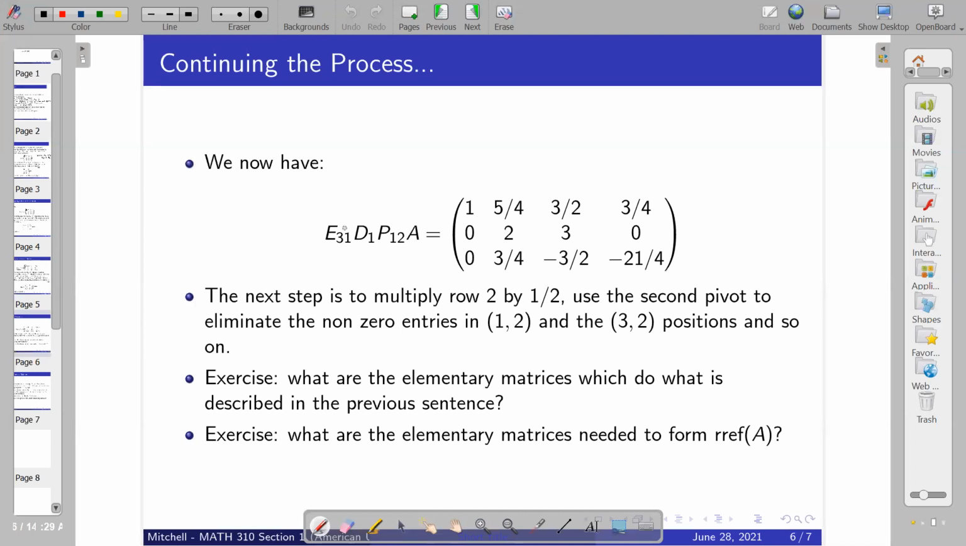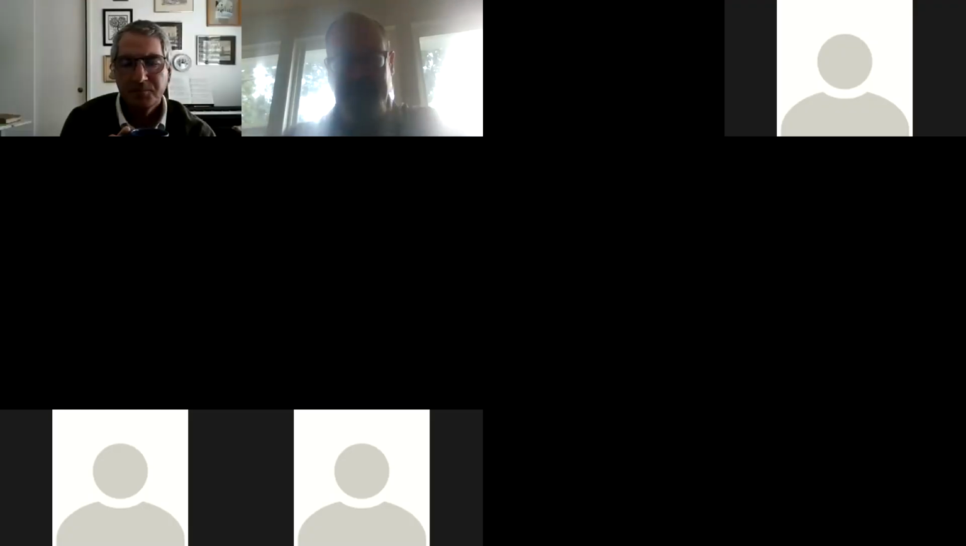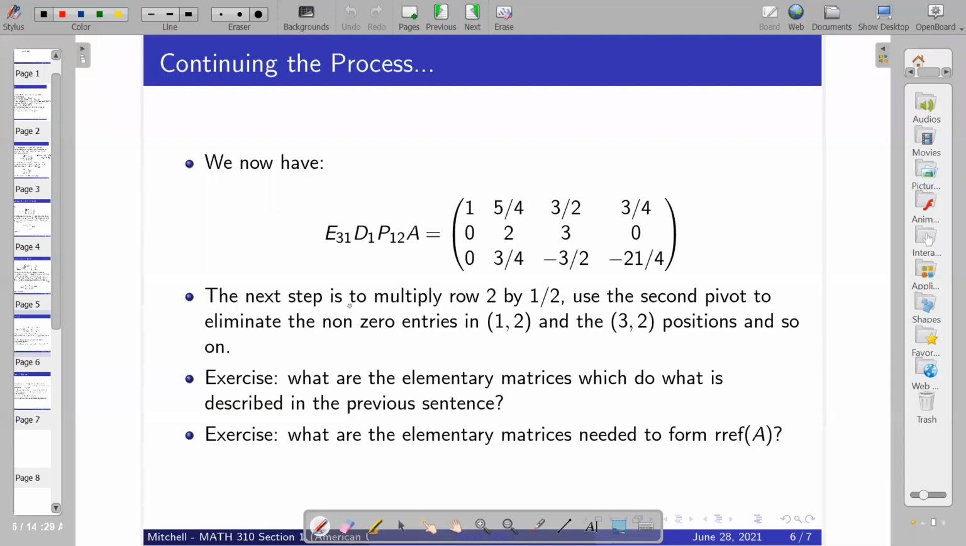Now, what's often a little off-putting about this sort of thing is that you're reading these multiplications from right to left. That's got a lot to do with how function composition works. The thing that is the most left is the last thing that has occurred. So E31, hopefully you got this guy right here.